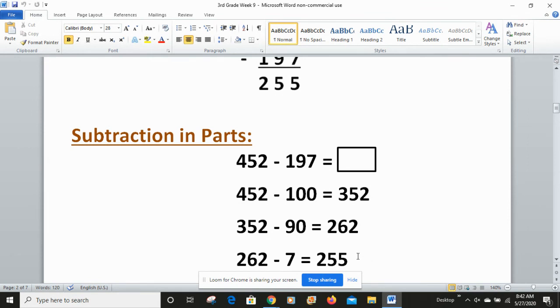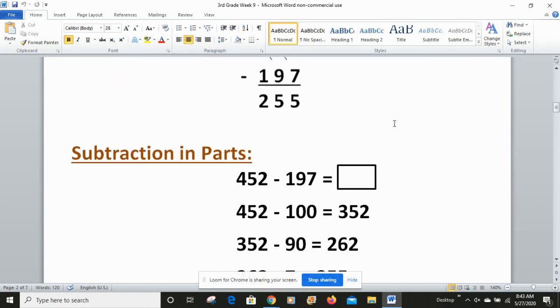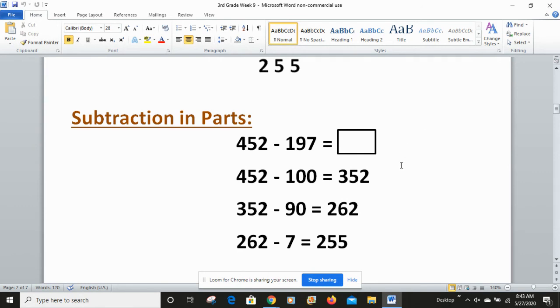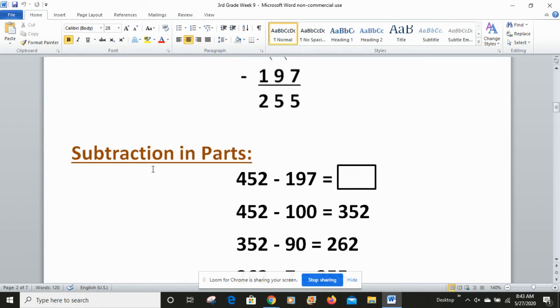And remember, there's lots of different ways that you can solve the same problem. This case is the standard way of doing subtraction with regrouping. This is just another way, subtracting in parts. Whichever way works best for you, that makes the most sense, and you get the right answer, that's the way that you should work in all of the things that you do in math. So maybe do this way first, and then try it this way and see if you come up with the same answer.